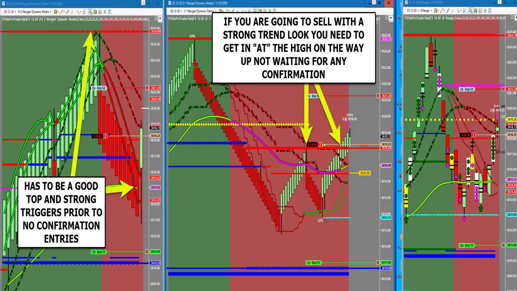Another, and again, I'm kind of bringing in more charts here, but I want you to see the thought process. If you have a top in place and your triggers are going down and you want to sell, you have to sell on the high. And again, it's still not a guarantee of a win, but if it does actually go down from resistance to support, it will maximize your position.